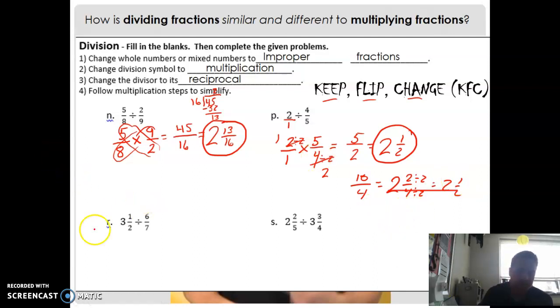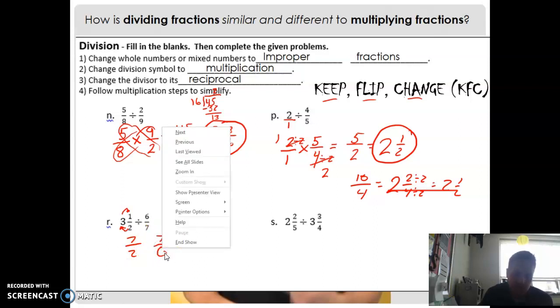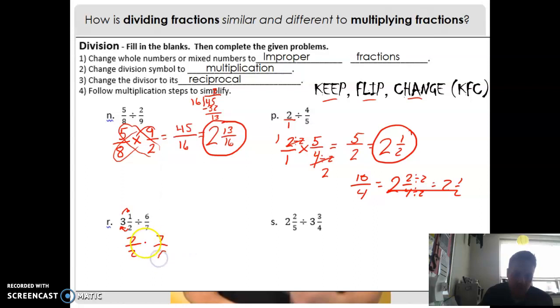Let's try this one. 3 and 1/2 divided by 6/7. Change whole numbers or mixed numbers to improper fractions. I'm going to change this first. This is going to become 3 times 2 is 6, plus 1 is 7 halves. I'm going to flip this to its reciprocal of 7/6. And I'm going to change the sign to multiplication.